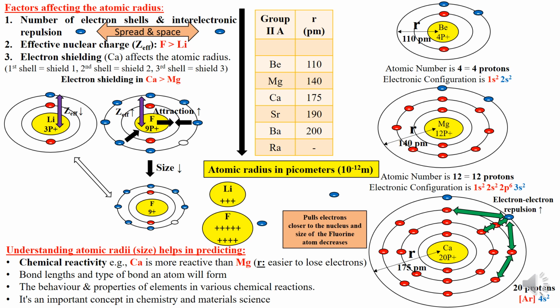Now, what is the use of understanding the atomic size concept? Understanding atomic radii or size helps in predicting the chemical reactivity of the element. Now, what is chemical reactivity? Chemical reactivity is a measure of the element's ability to accept or lose electrons in a reaction in order to attain the stable electronic configuration of the noble gas nearest to it in the periodic table.